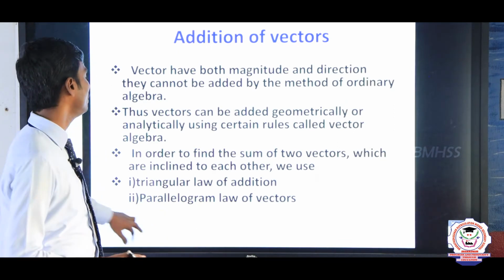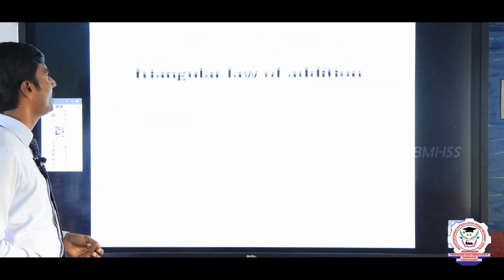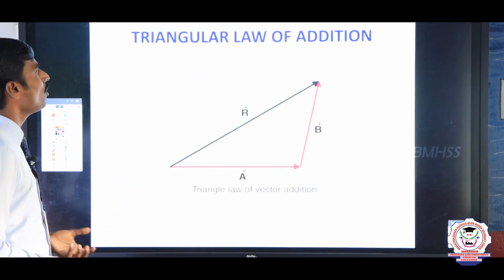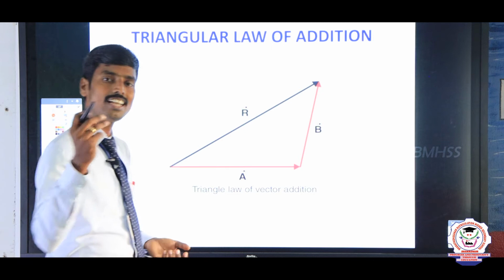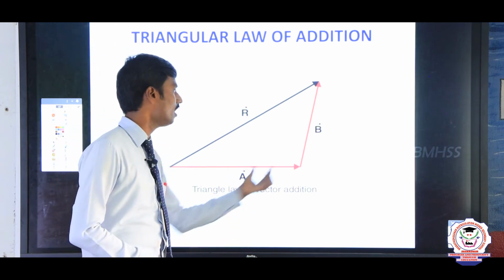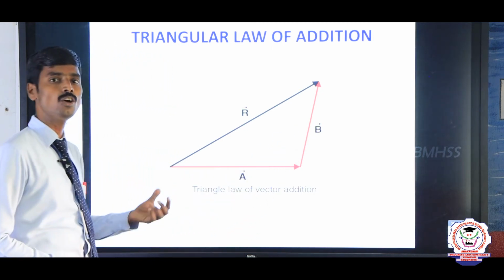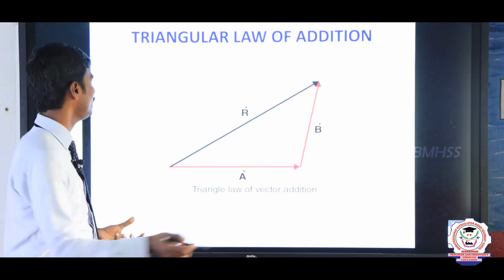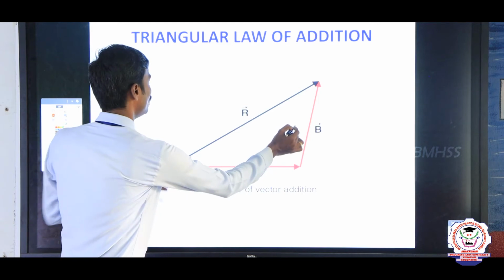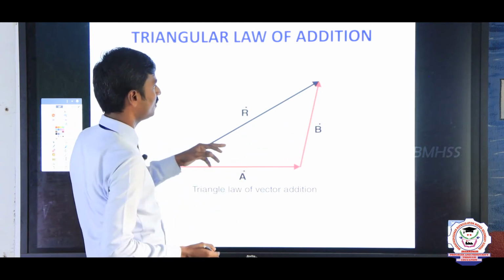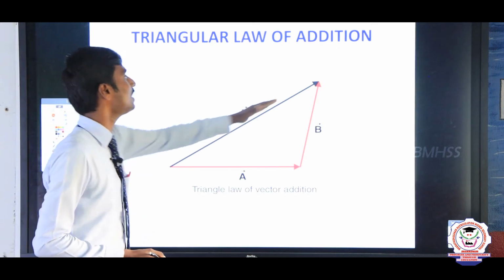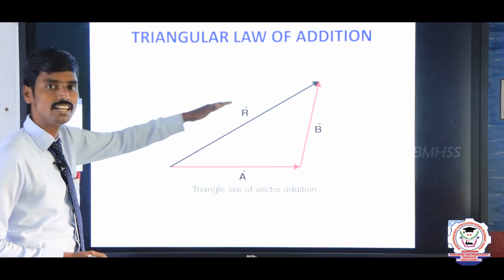Now our topic is the triangular law of addition. Let us consider two vectors, A vector and B vector. To find the resultant vector, if A vector and B vector are taken as two adjacent sides of a triangle in the same order, the resultant vector is given by the third side of the triangle.